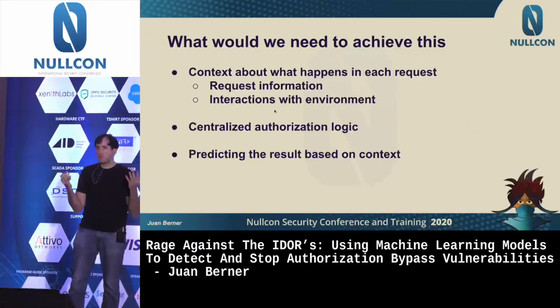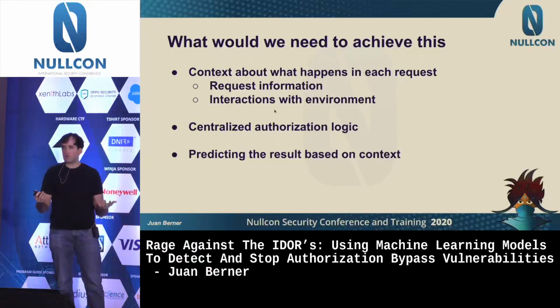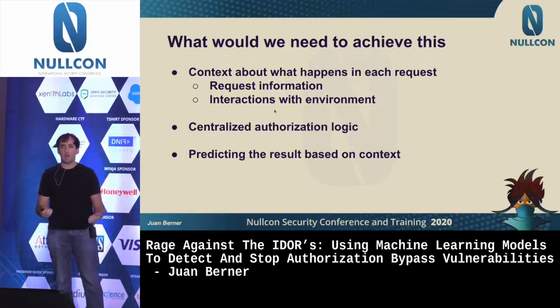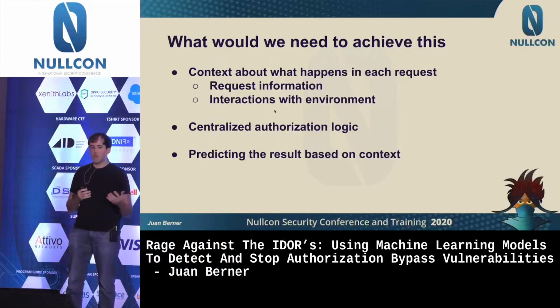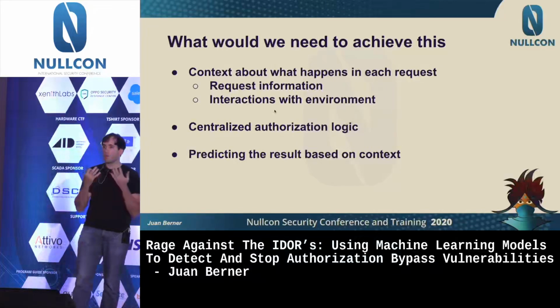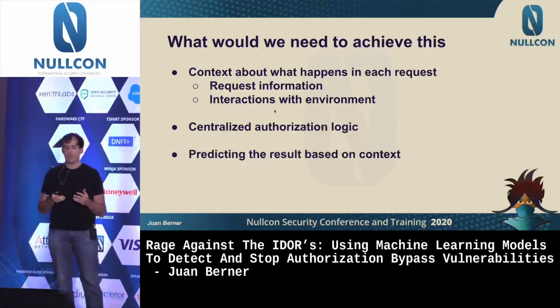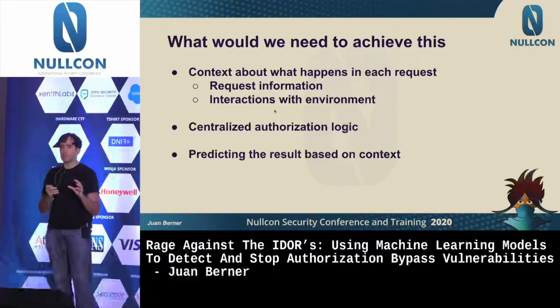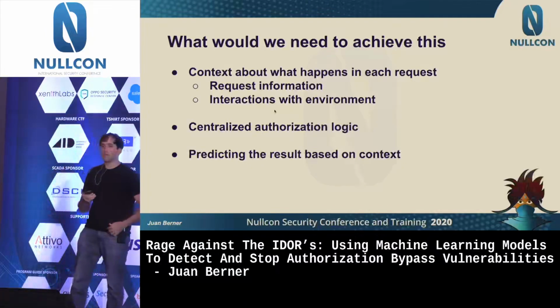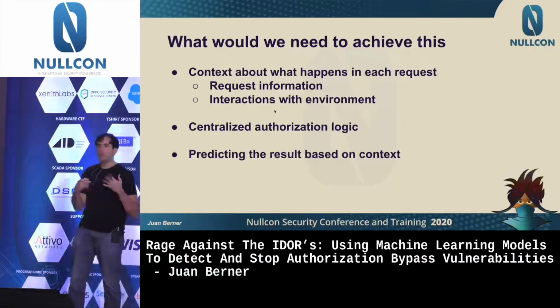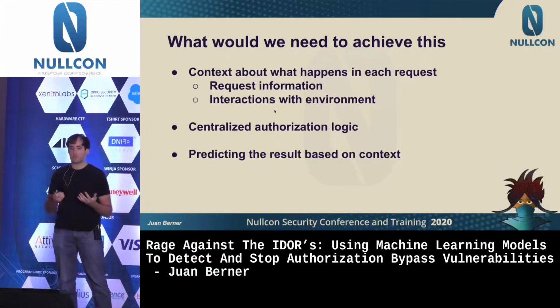So what do you need to do this? First of all, you will need to really understand the context of your request. So when your web application comes and somebody is trying to access a resource, you need to have information about what the request is doing and what's the context around that particular request. Then you would want to ensure that the authorization logic is centralized in a way that you can depend on this kind of metadata being added. And you might want to predict the result based on the context.